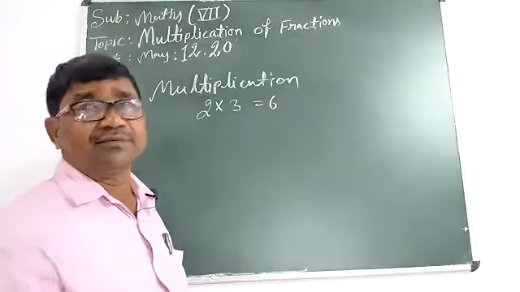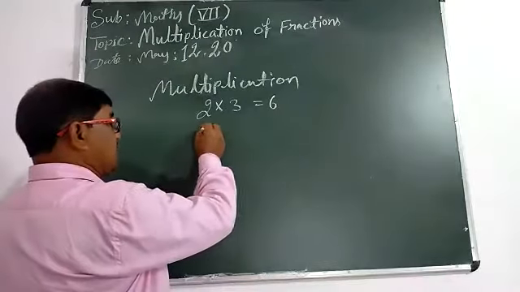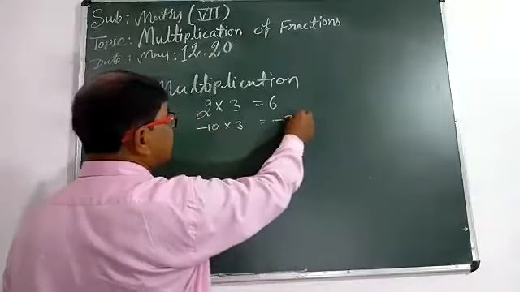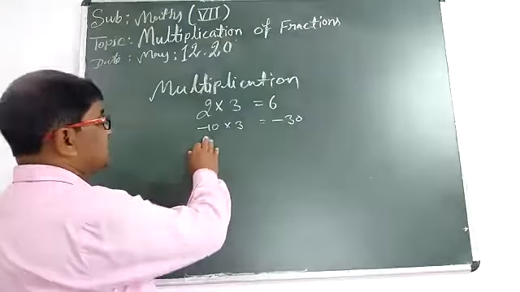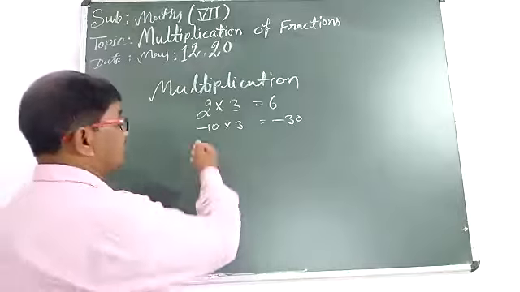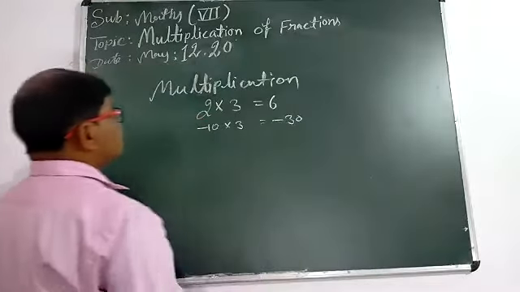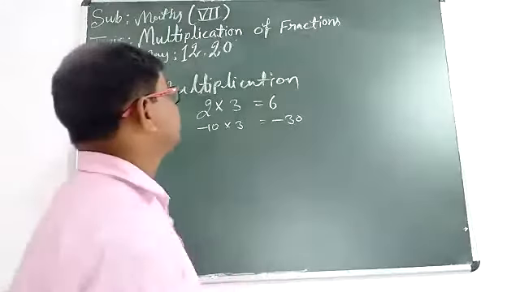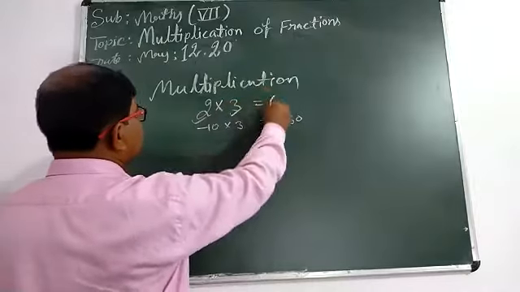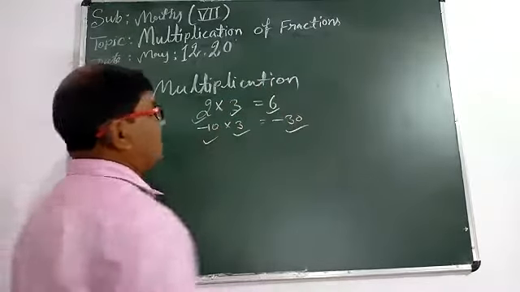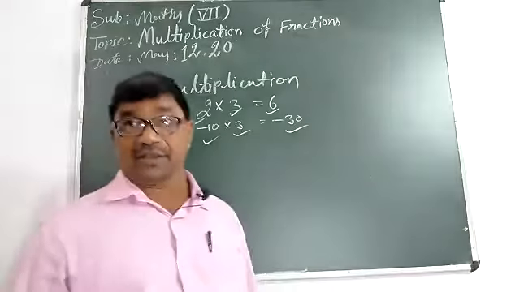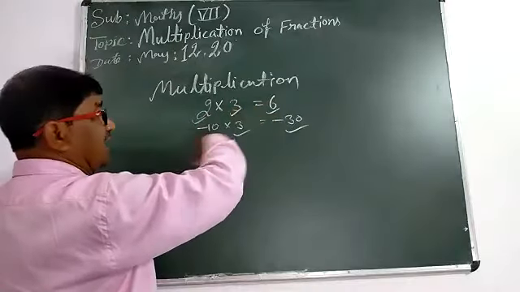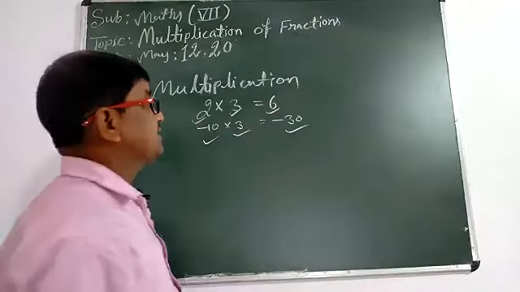You can do yourself. If you are writing minus 10 multiply 3, you can write easily minus 30. No problem. Because one is negative, another is positive, so minus plus is minus. This process is called multiplication, and they are called integers. You know better according to your first step.